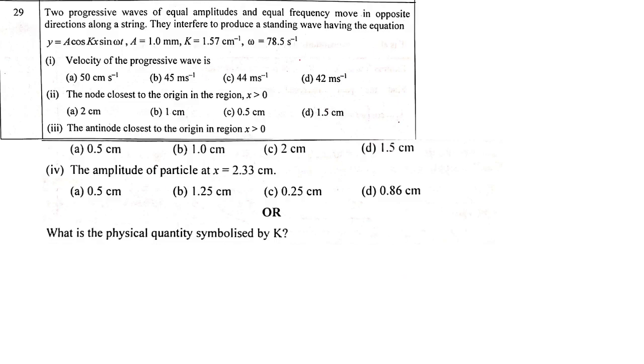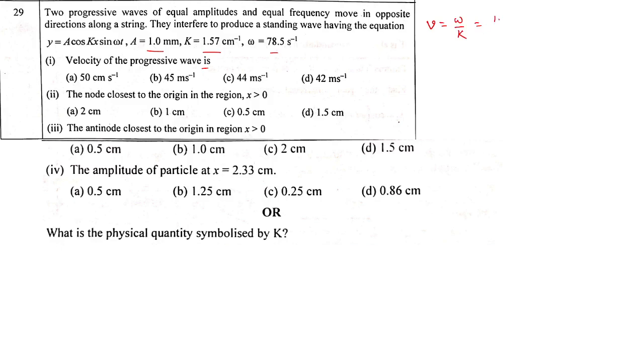Question number 29. Two progressive waves of equal amplitudes and equal frequency move in opposite directions along a string. They interfere to produce a standing wave having the equation y = a cos kx sin ωt. The values of a, k, and omega are given. We have to find the velocity of the progressive wave. It is simple: v = ω/k.